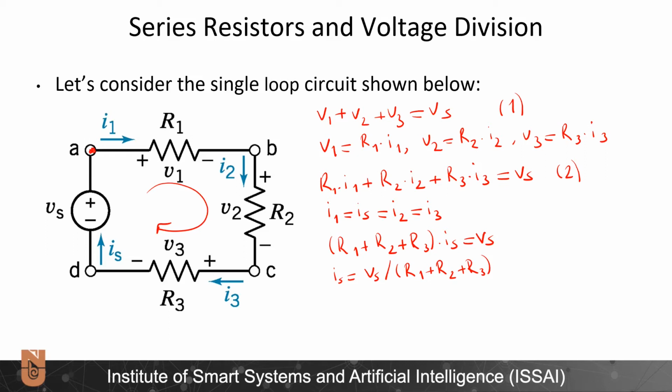Now let us try to express one of the voltages. V1 is equal to R1 times Is, which is equal to Vs times R1 divided by R1 plus R2 plus R3. So I can show the voltage V1 as the supply voltage times the resistor divided by the series resistance of the whole circuit. So this is the series voltage division rule.